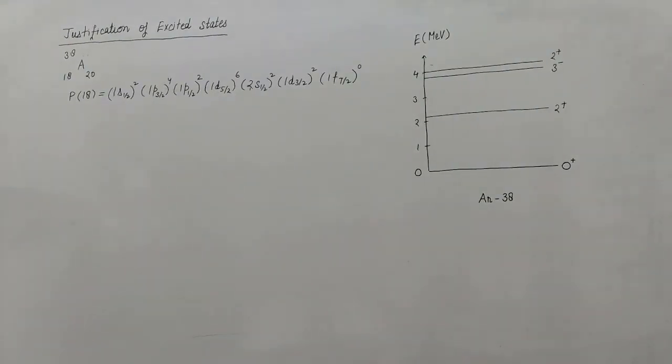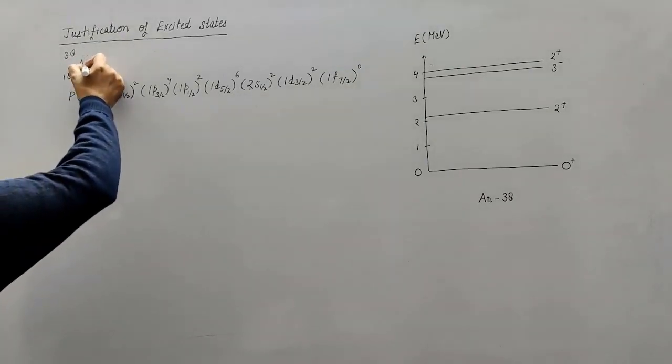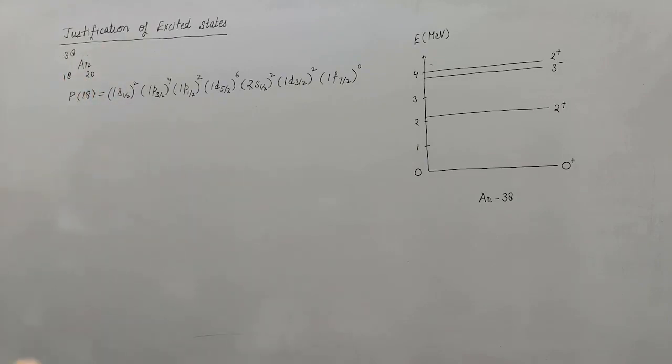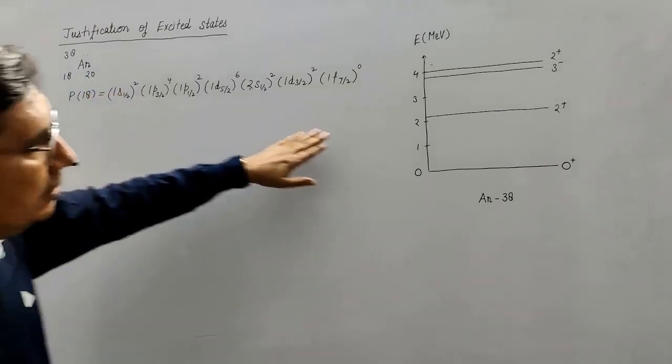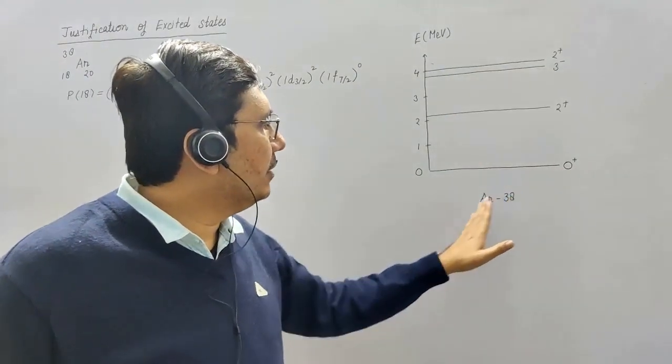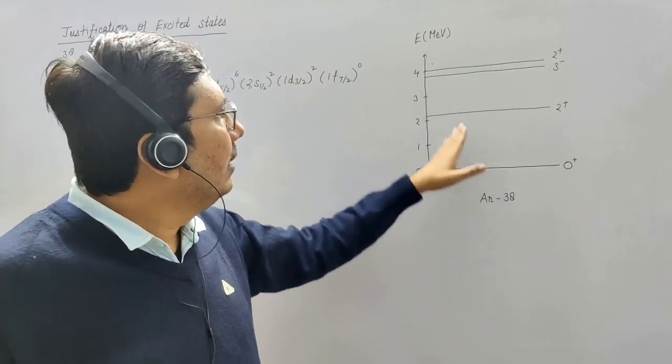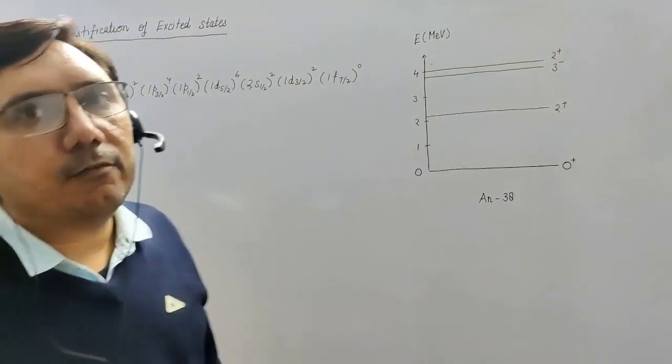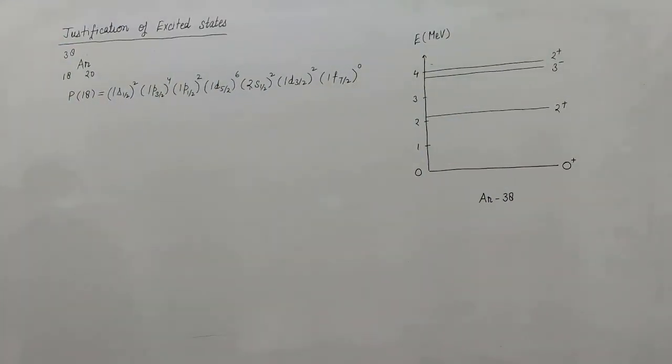So now come to another example, and this example is of the argon nuclei. This is the 18 Ar38 nuclei. The number of protons is 18, the number of neutrons is 20. Here, this is the ground state of this argon 38 nuclei, and these are the excited states. Now we have to explain these excited states. We want to find the ground state as well as these excited states.